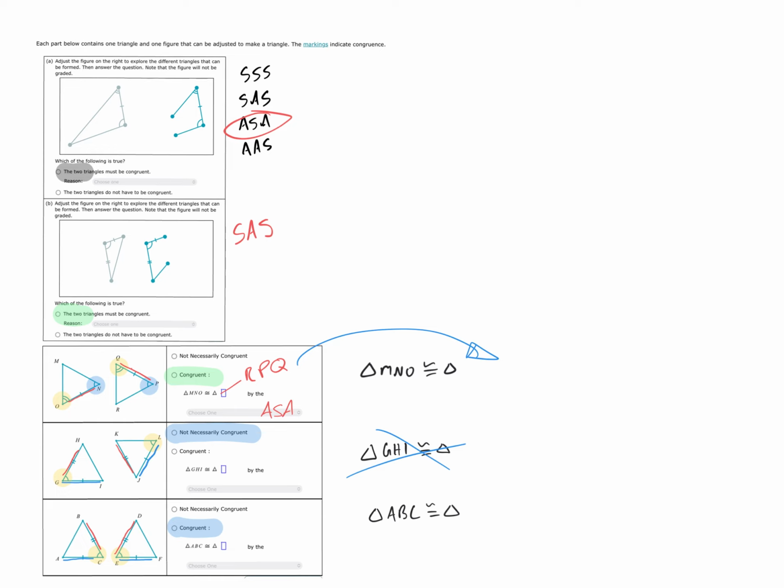It starts off with A, B, C. So A is at the end of the blue line, so this would be F. The B is the one at the end of the red, so that would be D. And then C is the yellow, so that would be E.